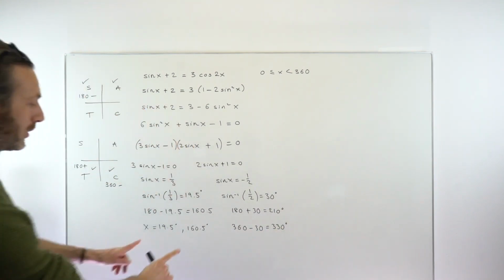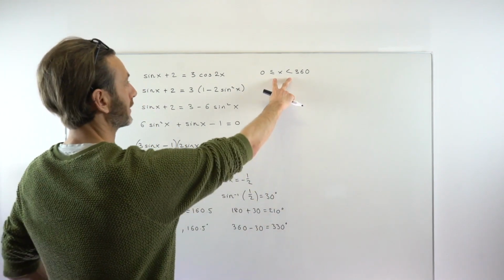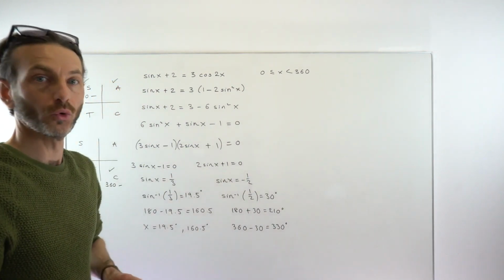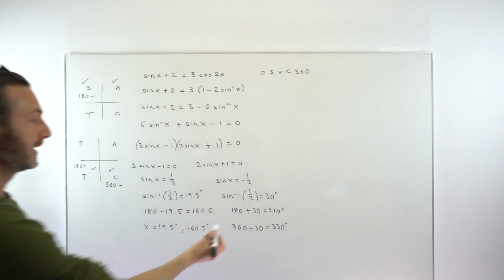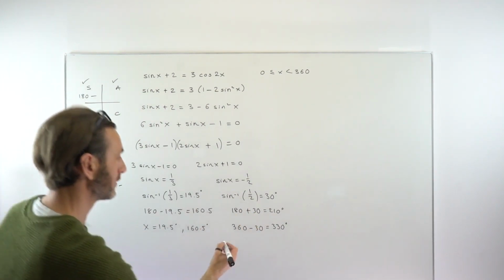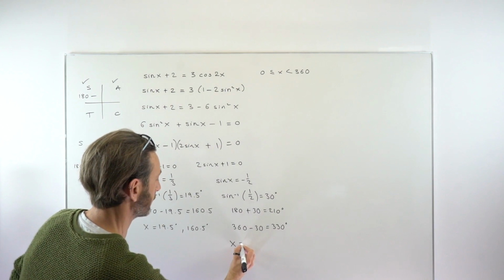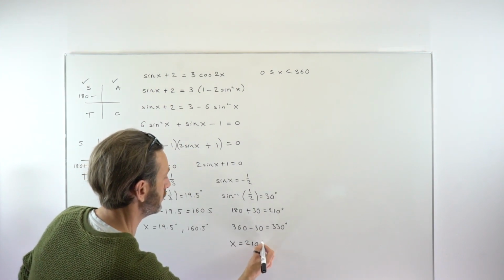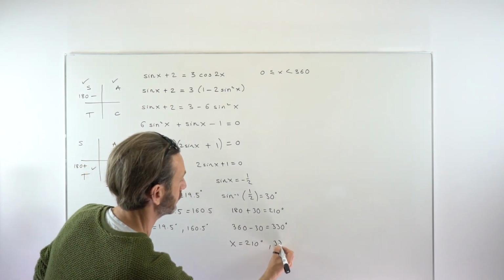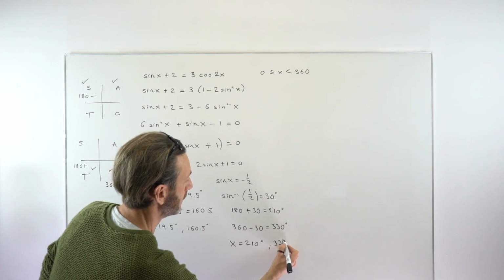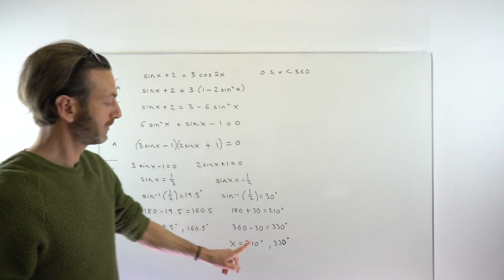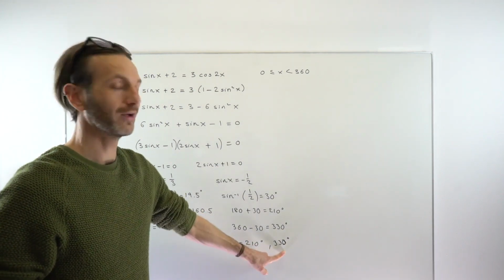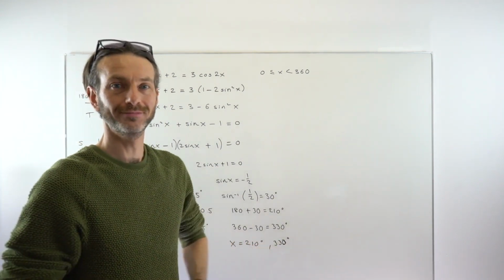And if we look at our solutions, these two and then these two, they all lie within the correct range, so there's nothing to do with knocking solutions off. These are both valid solutions, so we can write those down as x as well. So x equals 210 degrees and 330 degrees. So 4 solutions in this question: 19.5 degrees, 160.5, 210 degrees, and 330 degrees.